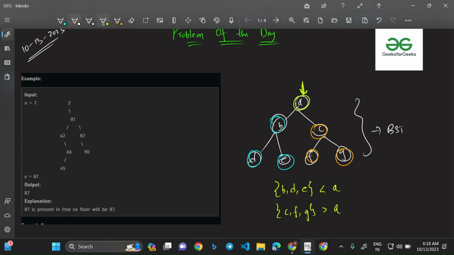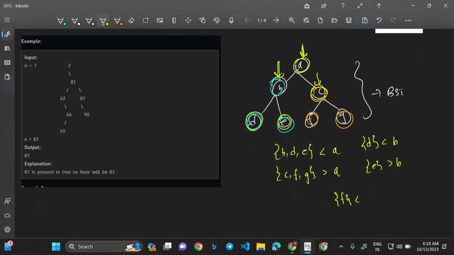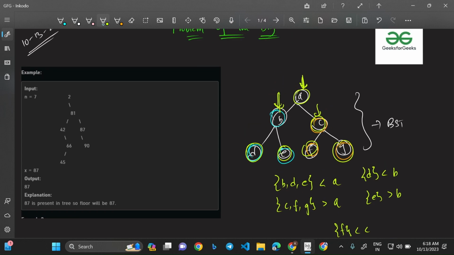Now what about if we are on B? If we are on B, then all values to the left of B, so this D, should be less than B, and to the right of B, that is E, should be greater than B. And what about when you're standing on C? Everything to the left of C, that is F, must be less than C, and everything to the right of C, that is G, must be greater than C. So that's it. This is the only condition for a tree to be a binary search tree. All these conditions must be met.